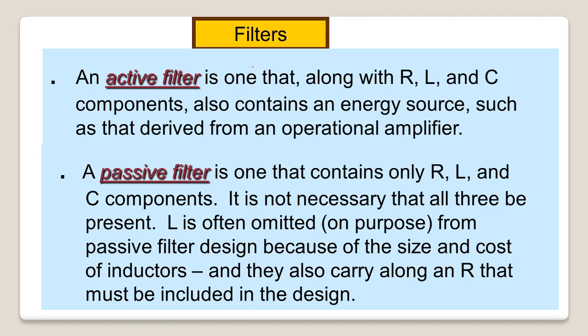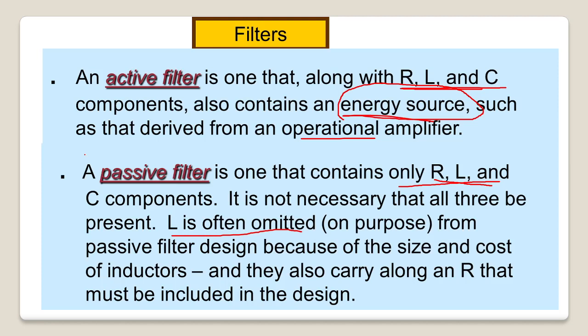In the active filter you can use RLC components, that is the resistor, inductor and capacitor, and it also contains energy sources such as power derived from an operational amplifier, like a voltage source or current source. In a passive filter you will find only RLC components. It is not necessary that all three components are present; L is often omitted on purpose.